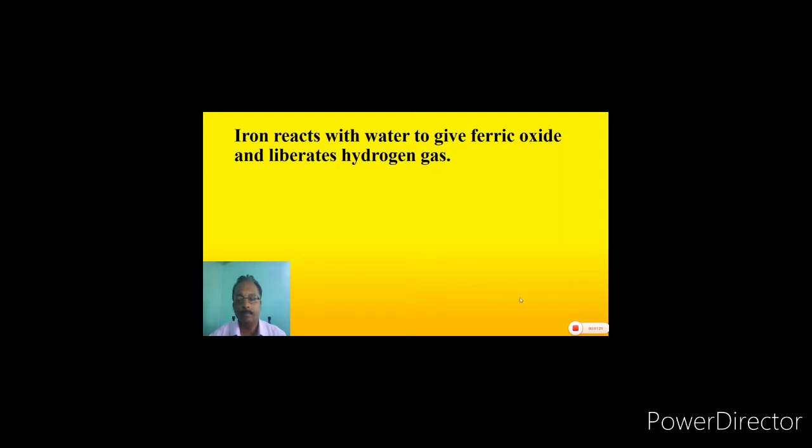So now let us write the equation for this reaction. The symbol of iron is Fe, formula of water is H2O, formula of ferric oxide is Fe3O4 and formula of hydrogen is H2. So let us check whether this equation is balanced or not. On the left hand side there is one atom of iron and on the right hand side there are three atoms of iron. So this is not balanced. So now we should balance this equation.